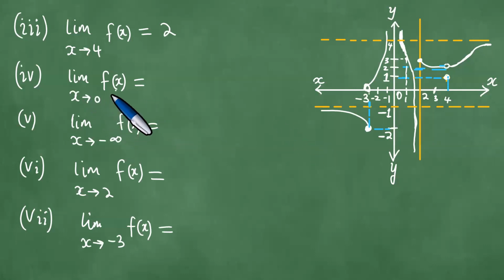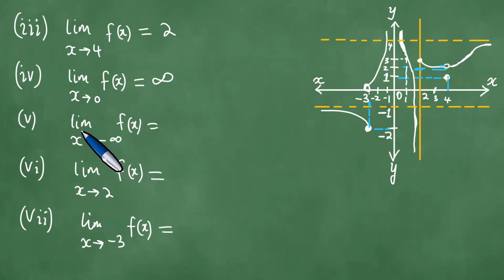Right, so you have the limit of f of x as x approaches 0. As x approaches 0 from the right, the function is approaching infinity, but also from the left it is approaching infinity. So that is what you have.